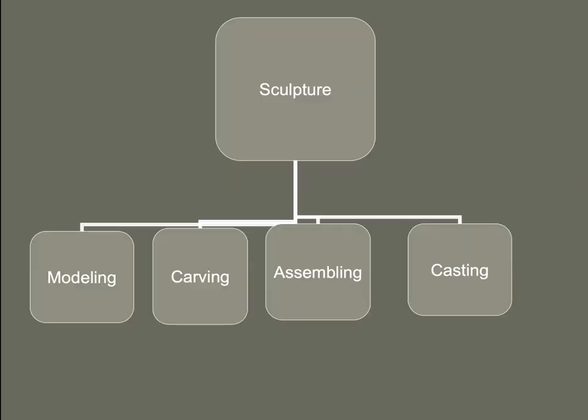We're going to begin with chapter 11, which is over sculpture. Sculpture is artwork that is meant to be seen from all sides. We also call this in the round or freestanding sculpture. The first type of sculpture that we're going to talk about is modeling, but we'll also look at carving, assembling, and casting.